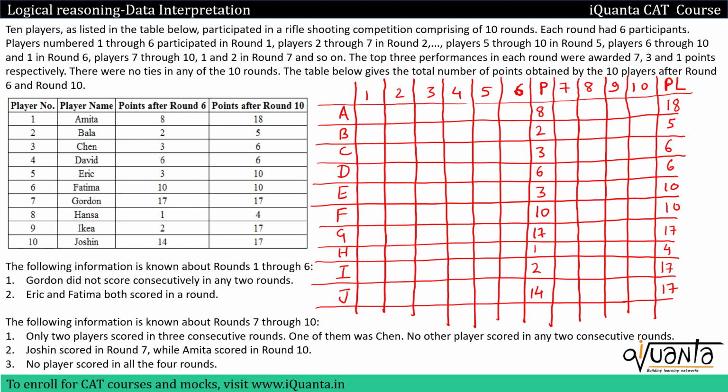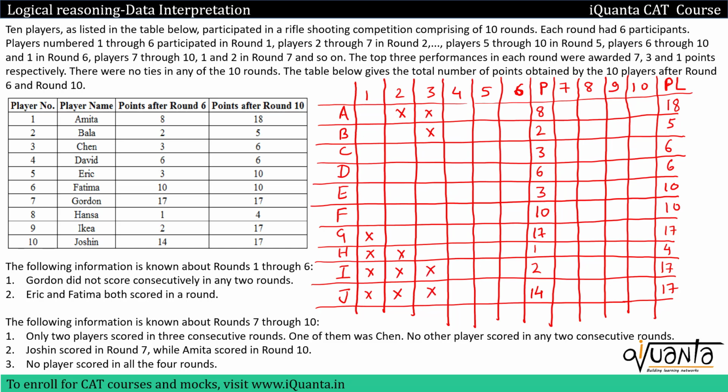So that means players 7 to 10, that means the last 4 players, G, H, I, J, won't be playing in round 1. Then in round 2, players 2 to 7 are participating. So the first player will not be playing and the last 3 players won't play. In round 3, players 3 to 8 are participating. So 1, 2 will not play and the last 2 won't play.